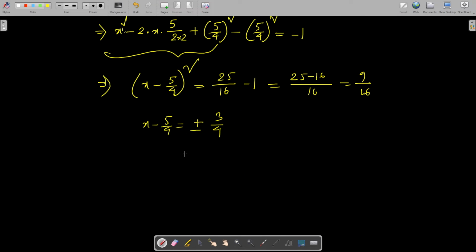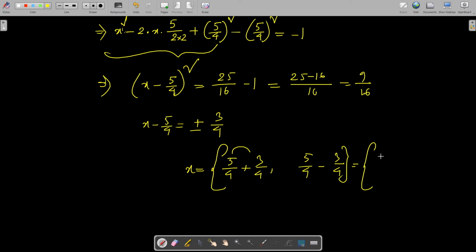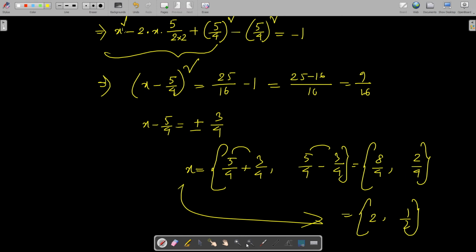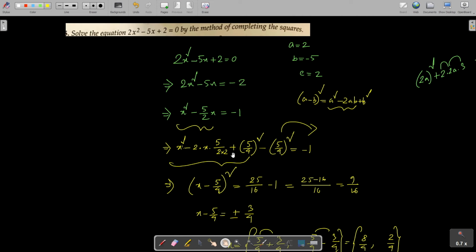So we got till x, what will be the value? We will have two values of x. One will be 5 by 4 plus 3 by 4. Another value will be 5 by 4 minus 3 by 4. So if we take LCM, 5 plus 3, that's 8, 8 divided by 4. 5 minus 3 is 2, 2 divided by 4. So what will be the values? 8 by 4 is 2. 2 by 4 is 1 by 2. So these two are the values of x for this particular equation.